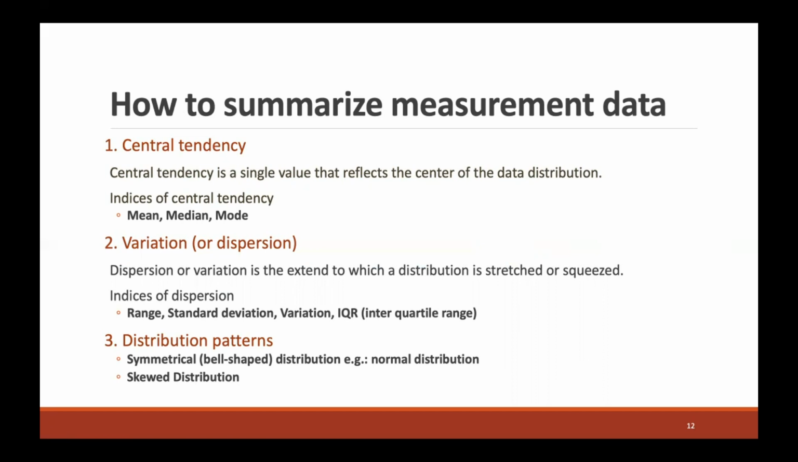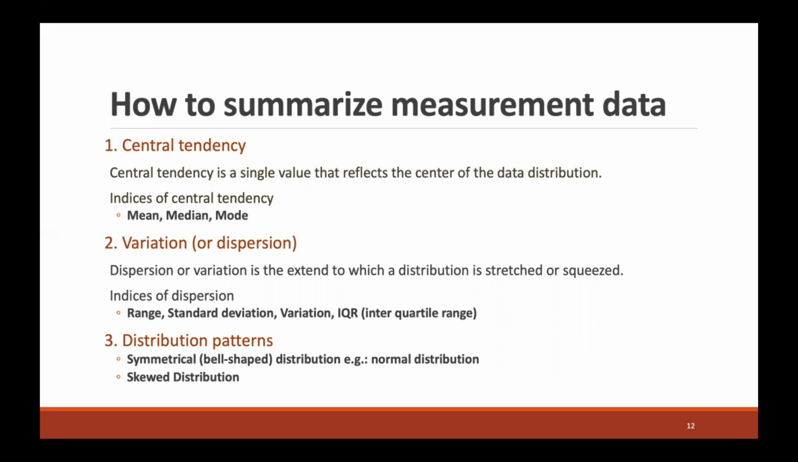Mean is the average of a variable. Median is the midpoint of that variable. Mode is the most occurring number of that variable. Dispersion or variation is the extent to which a distribution is stretched or squeezed. That means how dispersed the data points are, how far around the mean. Indices of dispersion can be range, standard deviation, variation, interquartile range.